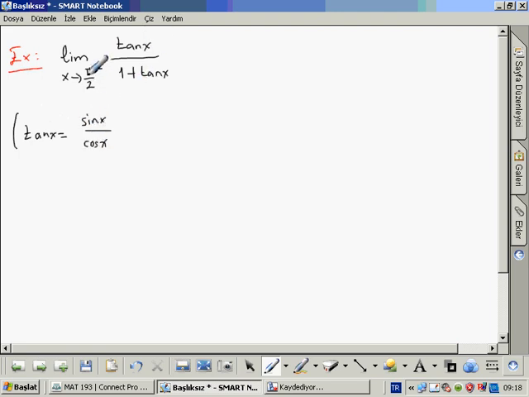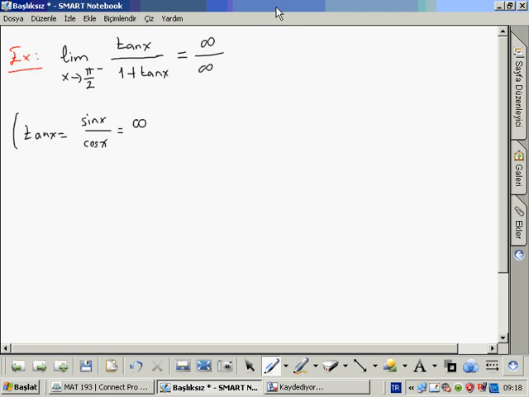When x approaches pi over 2 from the left hand side, that means values less than pi over 2, the sine x will approach 1, and the cosine x will approach 0, so tangent x will be infinity. And if it is infinity, then infinity plus 1 will be infinity, so this will be infinity over infinity. So it's an indeterminate form, and what will we do?